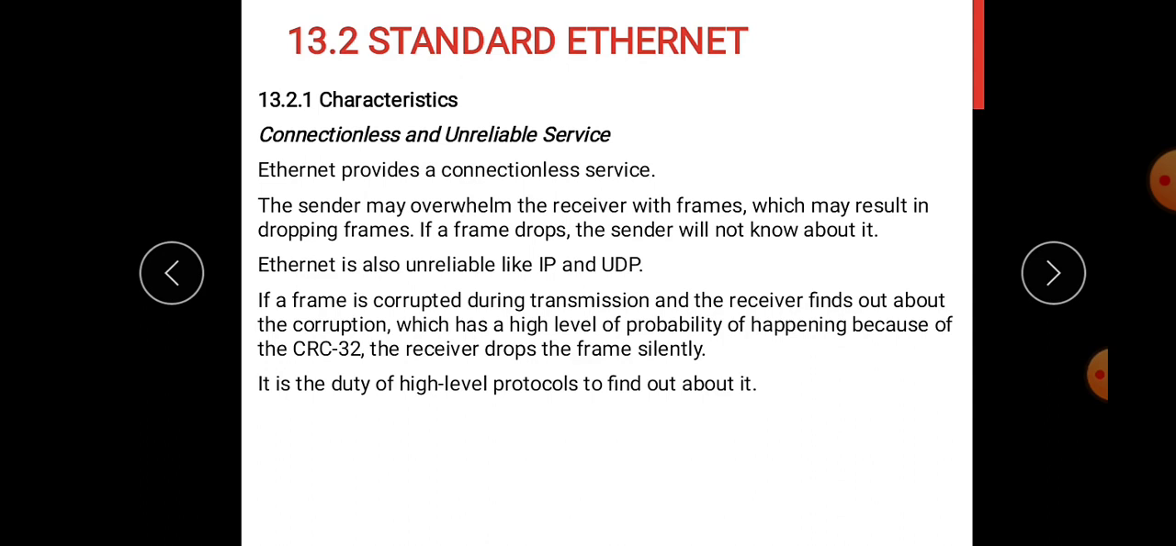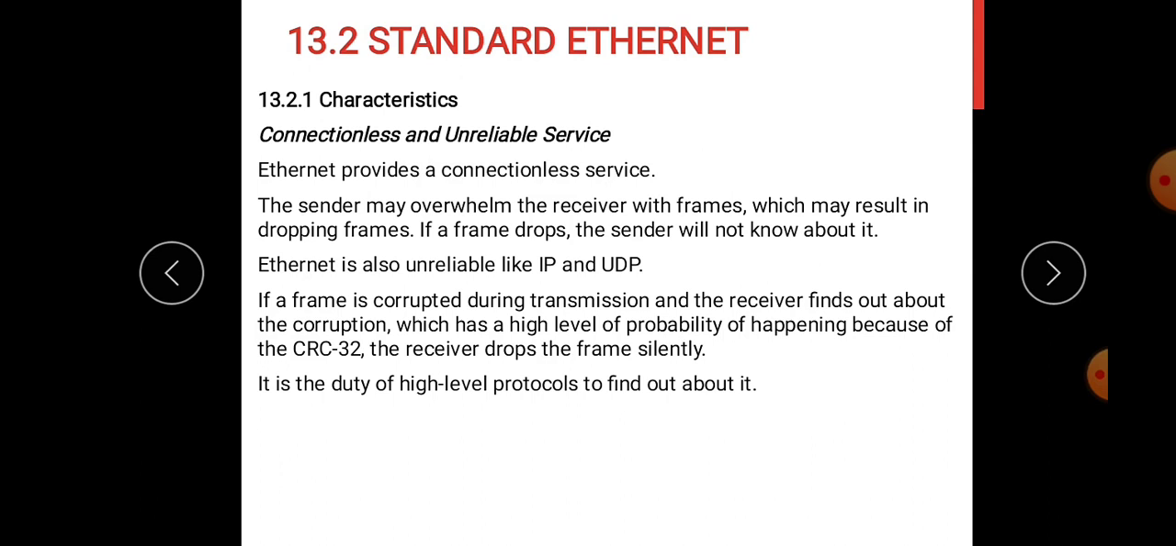The frame is lost, and the loss may only be noticed at the application layer. However, if the transport layer uses TCP, the sender TCP does not receive an acknowledgement for the segment and sends it again. So if the transport layer uses the TCP protocol, it will easily identify that the frame was lost during transmission. So Ethernet is also unreliable, like IP and UDP.